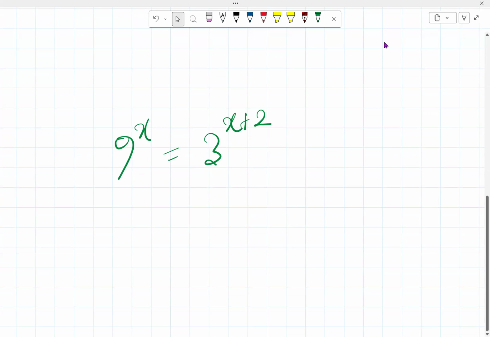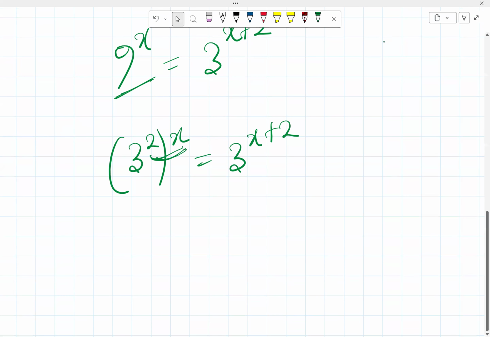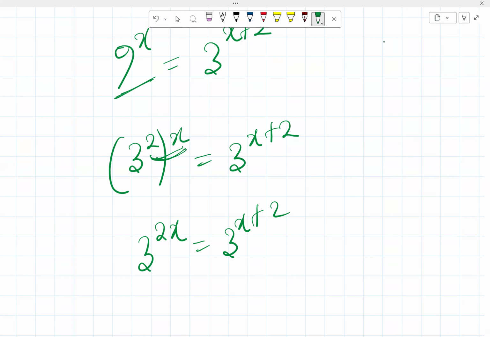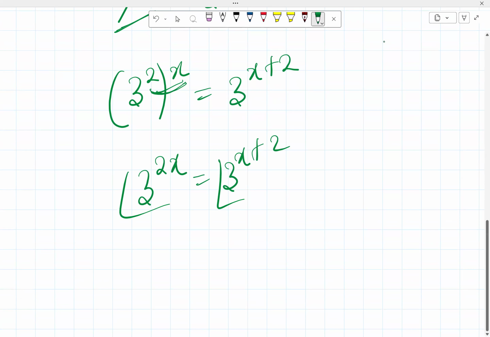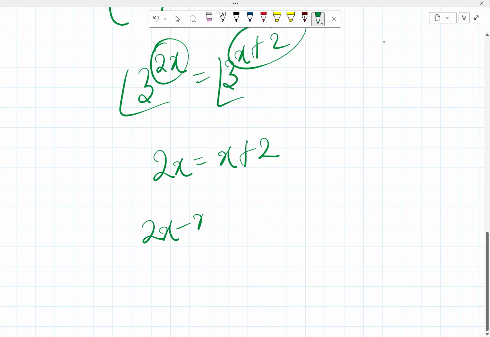The bases are not the same, but it is easy to make 9 3 raised to power something. So 9 is 3 raised to power 2 clearly, but we have an x outside already, and we have 3 raised to power x plus 2. This is the power of a power that we learned under the laws of indices. If you have a power of a power, you just multiply the powers. So this is equal to 3 raised to power 2x equals 3 raised to power x plus 2. Because the bases are the same, you can just equate the powers. So 2x is equal to x plus 2. If you subtract x from both sides, you have 2x minus x equals 2. So x itself is equal to 2.